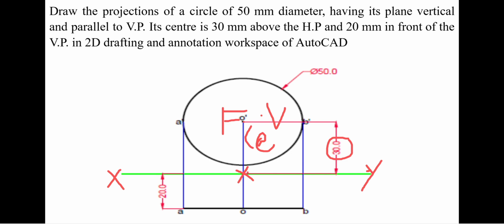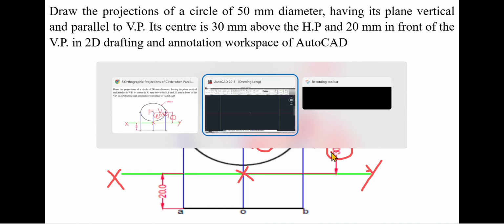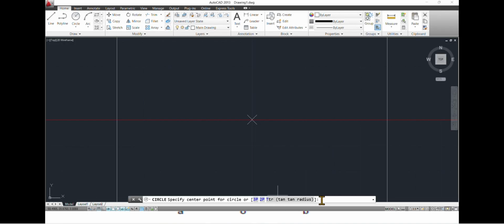So at the rate, the distance from this point to the center point of the circle is, along the x direction, 0, and along the y direction, 30 mm. I'll be using the relative coordinate method to construct my circle. I will be repeating the x value from here to here, it is 0, and the y value from here to here, it is 30. So my center point of this circle is at the rate 0 comma 30.